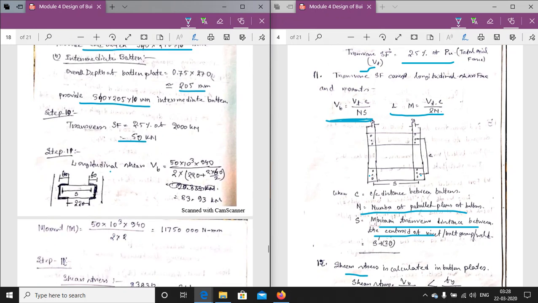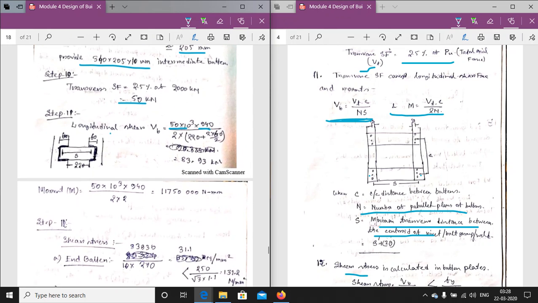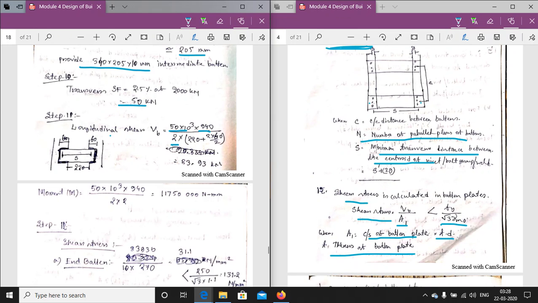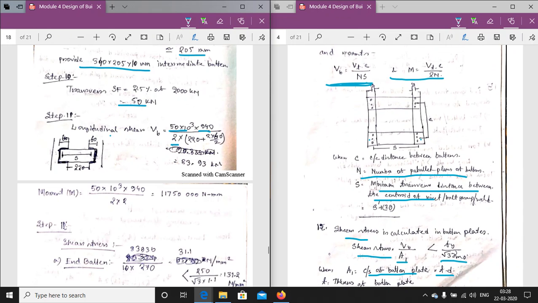Now putting the values here, VT is equal to 50 into 10 to the power 3, so the value of the longitudinal shear VV is equal to VT into C divided by N. N is equal to 2 always. I have told that for 2 channels and 4 angles, the value of N will be equal to 2 into S. S is the minimum transverse distance between the centroid of the rivet, bolt, or weld. So the minimum transverse distance from the center of the weld.